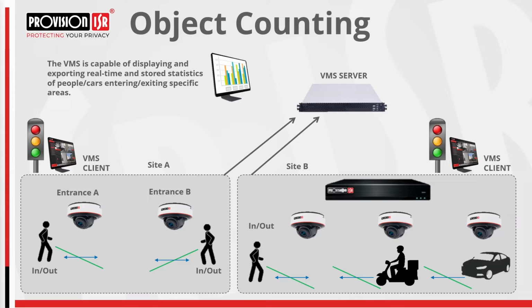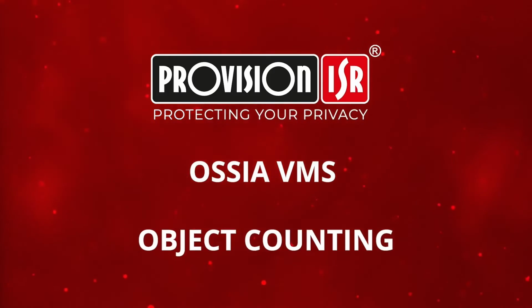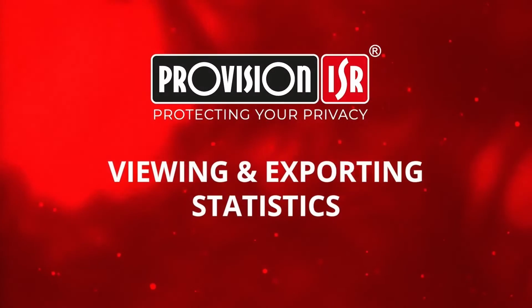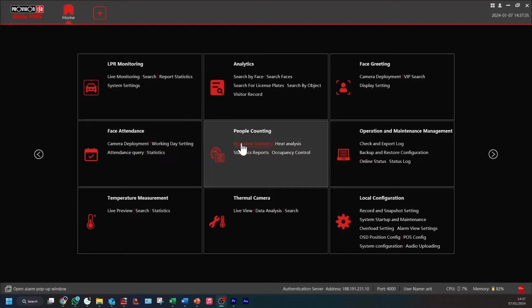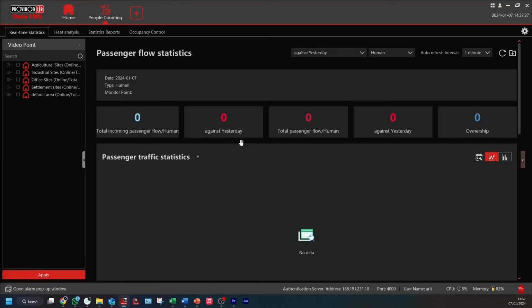We can count entrances and exits, offering a live update on the number of people inside a building, setting thresholds, and triggering notifications or reactions. Beneficial for parking management as well, vehicle counts for entrances and exits can also be monitored. On the VMS, we can generate real-time and historical reports with the use of object counting. To do this, navigate to People Counting and select your video point.